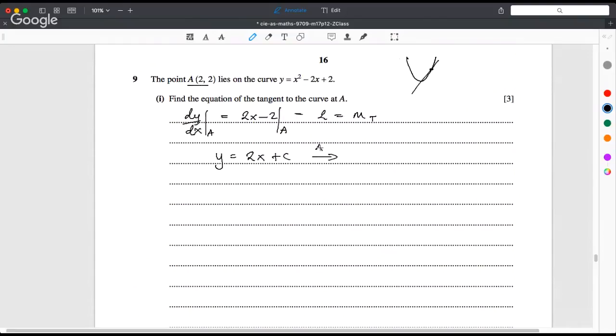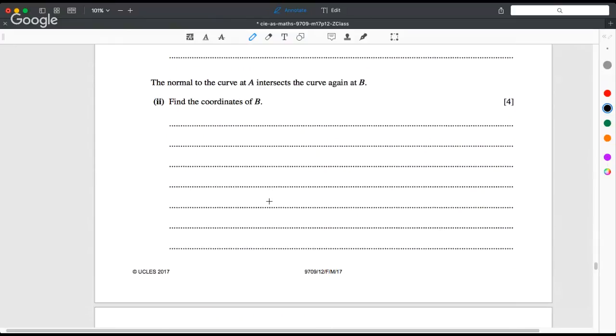We plug in the point A. We know it has to pass through the point A. It's the tangent. So that gives us that 2 is equal to 4 plus c, or c is equal to minus 2. So the final thing is the equation is y is equal to 2x minus 2. This is a pretty simple procedure, and we'll be repeating it a few times in this question.